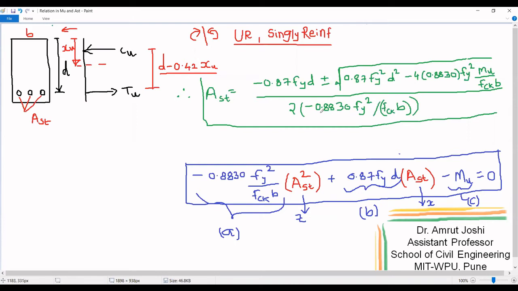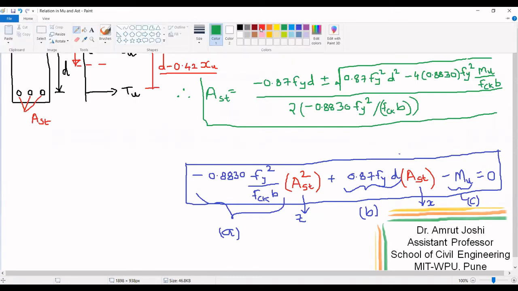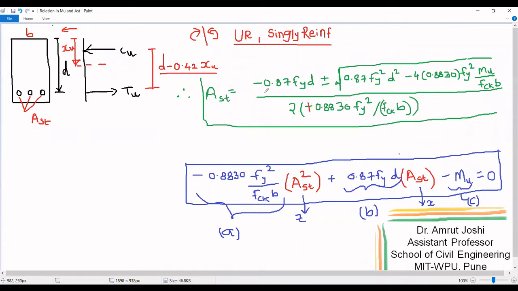So now as you can observe, this negative sign can be taken to the numerator. If I do so, this negative sign will vanish from here. This negative sign will become positive, and instead of positive and negative, this will become negative and positive. So therefore, AST is plus 0.87 fy d minus plus square root of 0.87 fy square d square minus 4 times 0.8830 fy square Mu upon fck b, by 2 times 0.8830 fy square upon fck b.